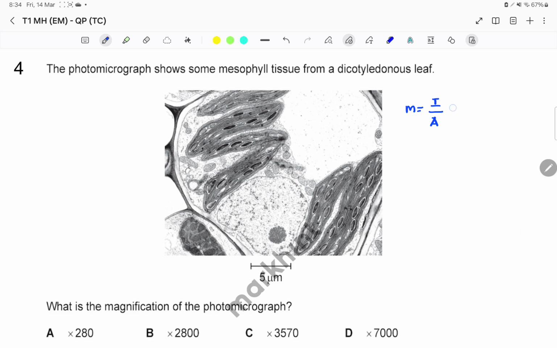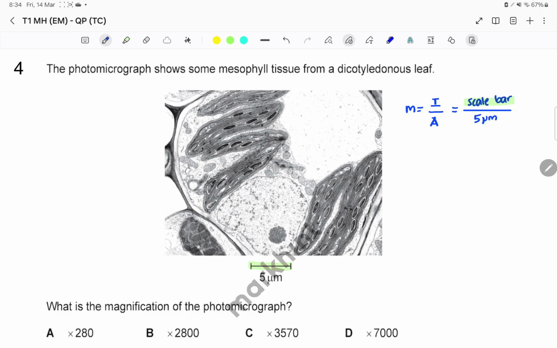The image size is the measurement that you're going to measure of the scale bar. So what you need to do is measure this scale bar. The measurement of the scale bar, that would be the image size. Okay, scale bar. I'm going to highlight that with the same color. That is your image size. Now, the actual size is stated underneath that scale bar, which is 5 micrometers. All right, 5 micrometers.